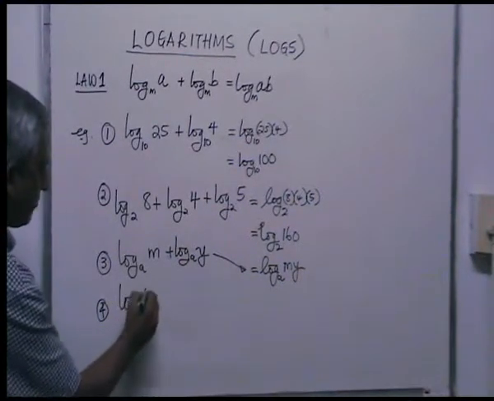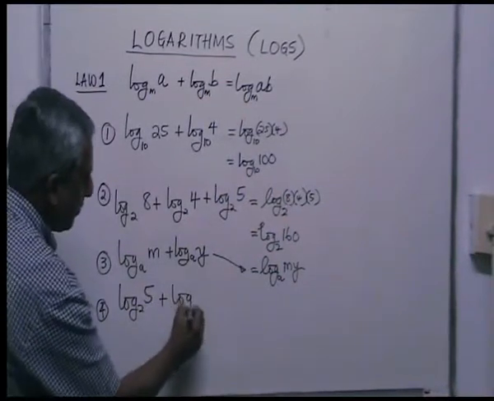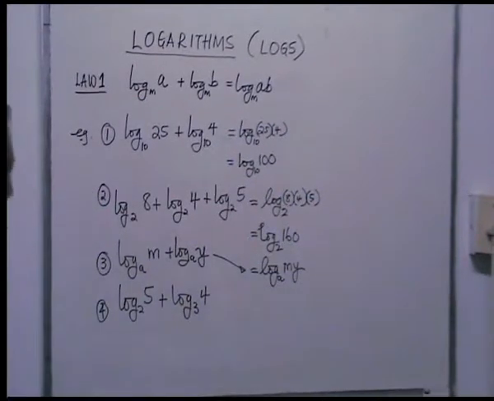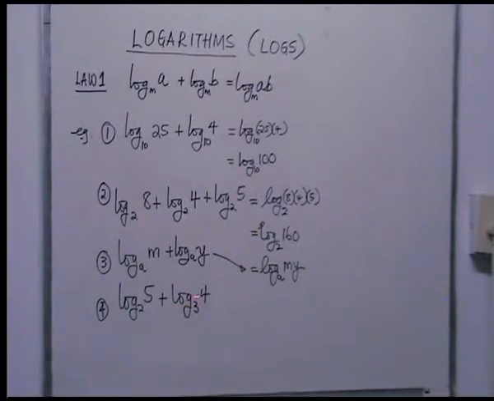Suppose you have log of 5 to the base 2 plus log of 4 to the base 3. Well, in this case, the bases are not the same. The bases are different. The law cannot be used, and that will just remain the same. You can't do anything about this for the moment. So this will just remain the same.